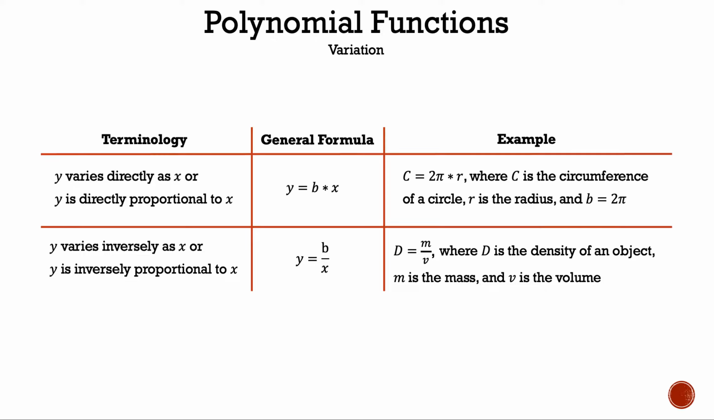And the second option is y varies inversely as x, or y is inversely proportional to x, where the general formula is y is equal to b over x. And for an example we have d is equal to m over v, where d is the density of an object, m is the mass, and v is the volume.